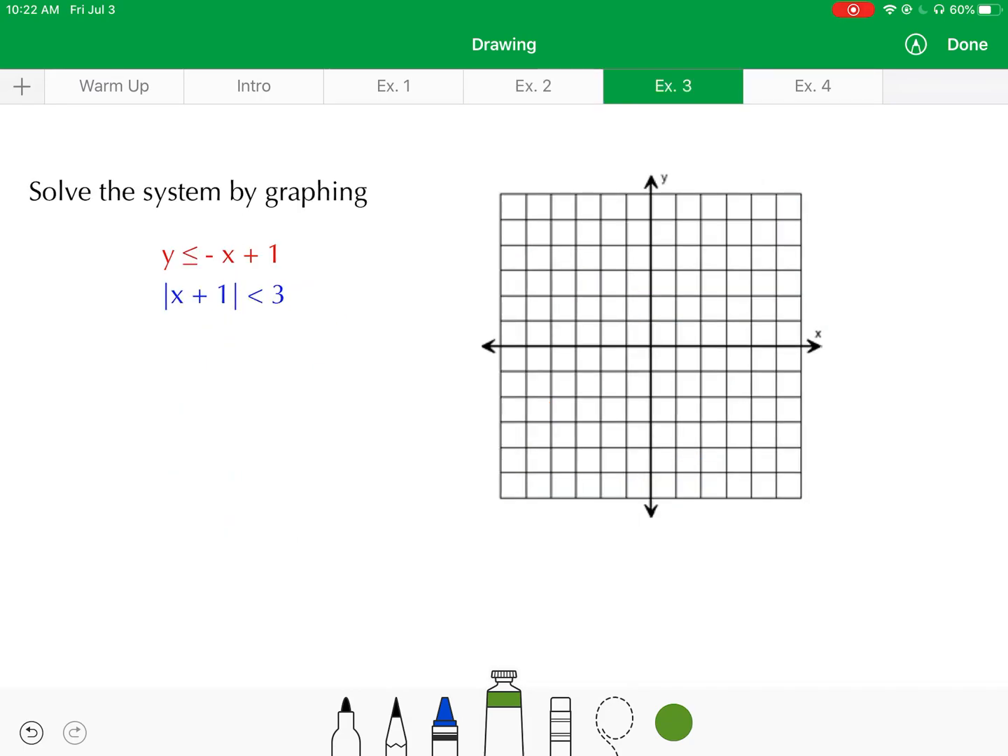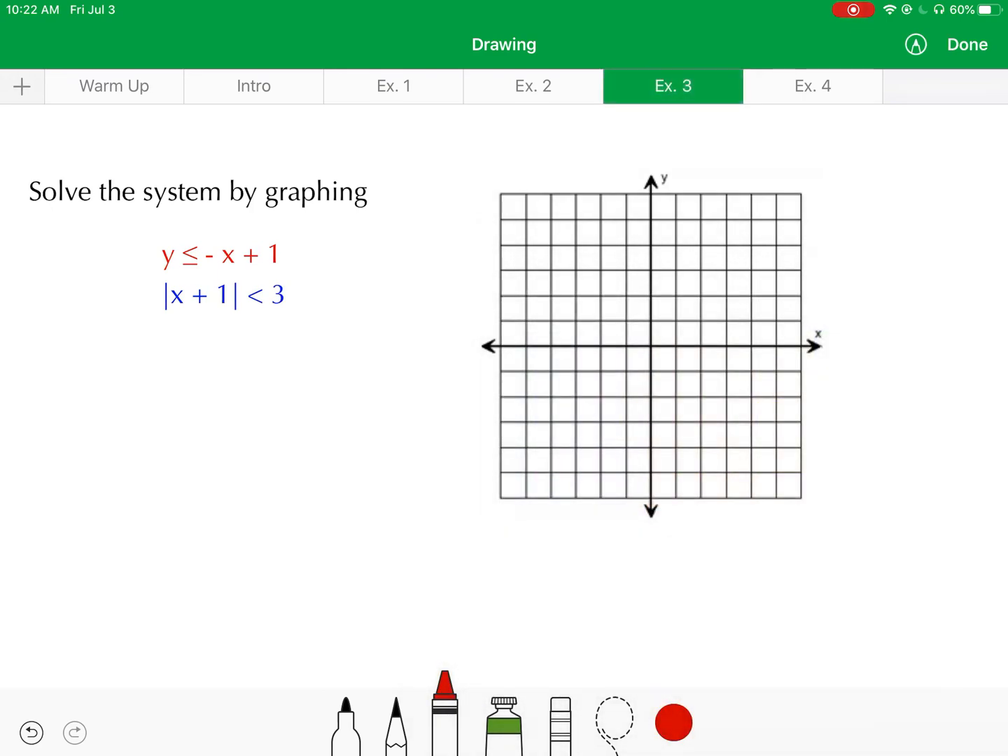At first glance, this is going to seem like it's essentially the same type of system as the previous example. You have a linear inequality in red. You have an absolute value inequality in blue. Notice, though, the absolute value inequality only has one variable, not 2. So that's going to make things a little bit different, okay?